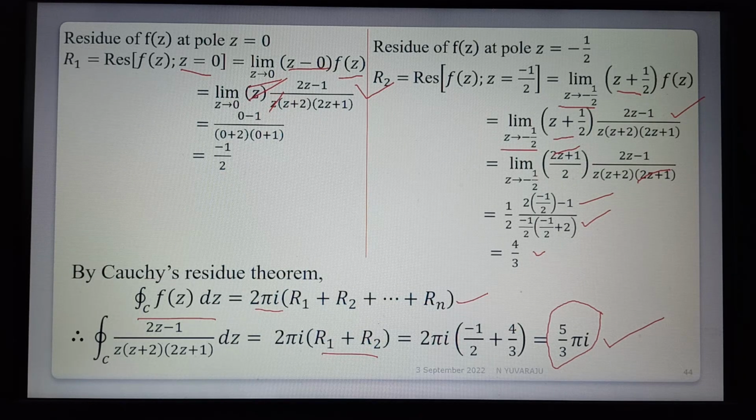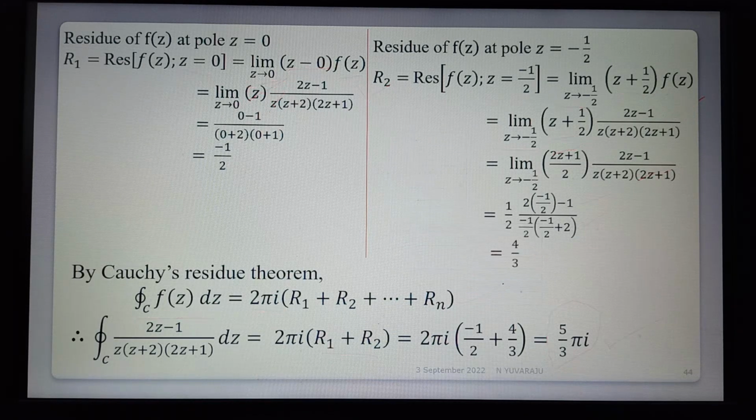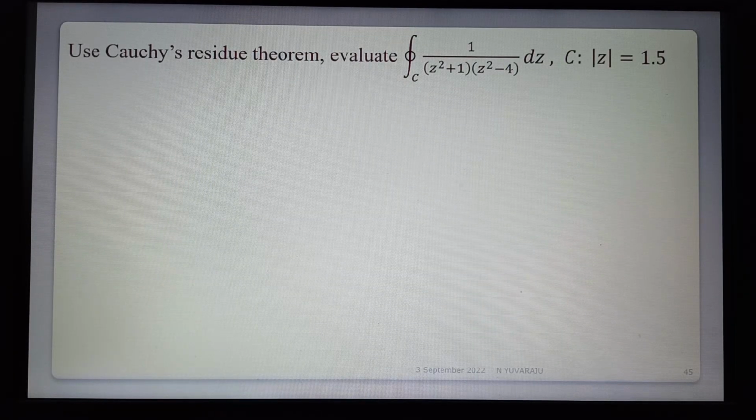Okay. This is understood. Example. Okay. Yeah. See the another example.